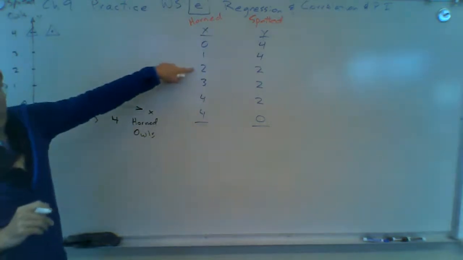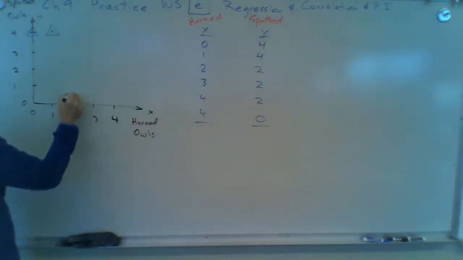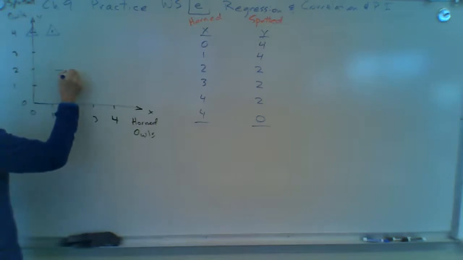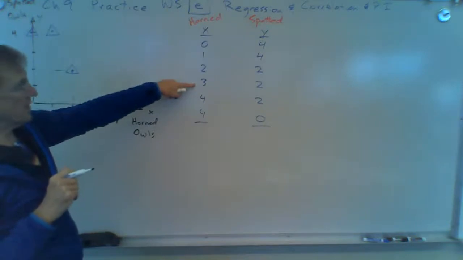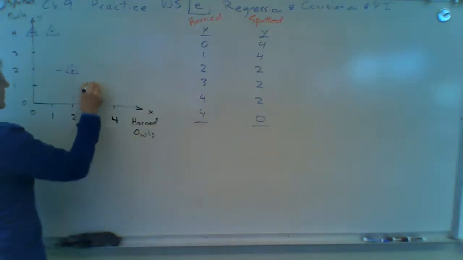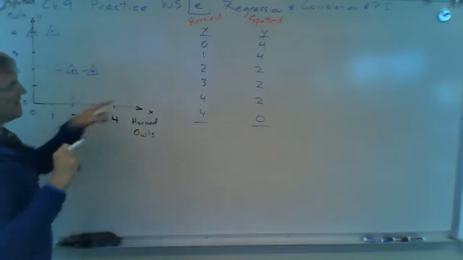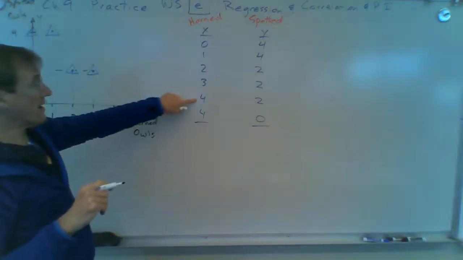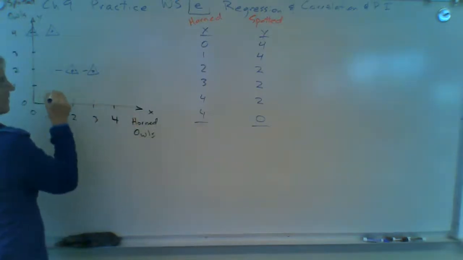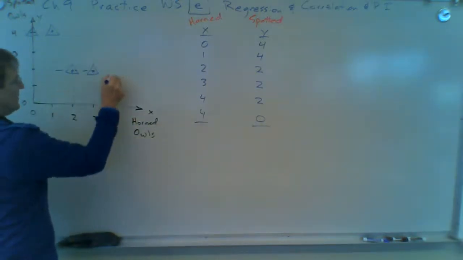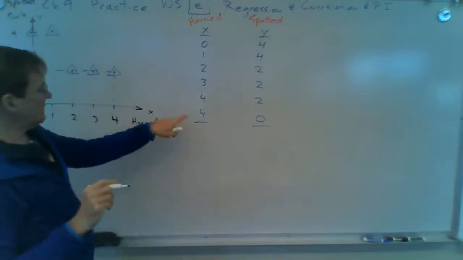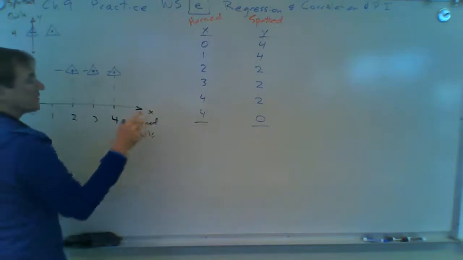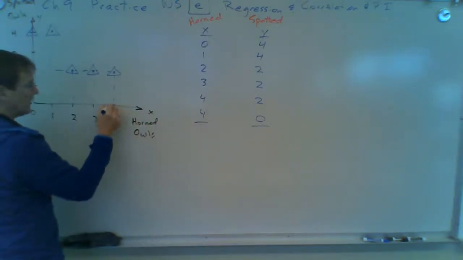This quadrant, there were 2 of each. So 2 horned owls, 2 spotted owls. That's that point right there. Here, this quadrant, there were 3 horned owls and 2 spotted owls. So that's this point right here. And here in this quadrant, there were 4 and 2. So that's here. And then lastly, there were 4 and 0. In this quadrant here, there were 4 horned owls and no spotted owls.